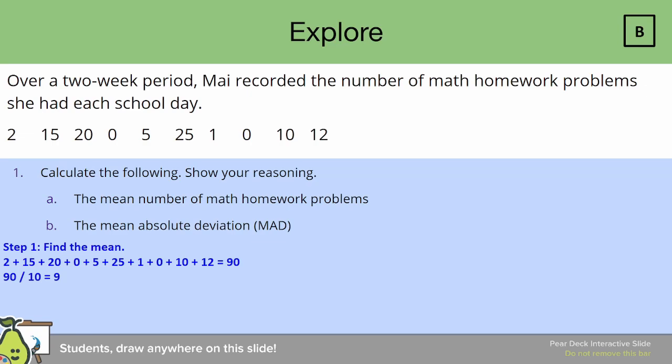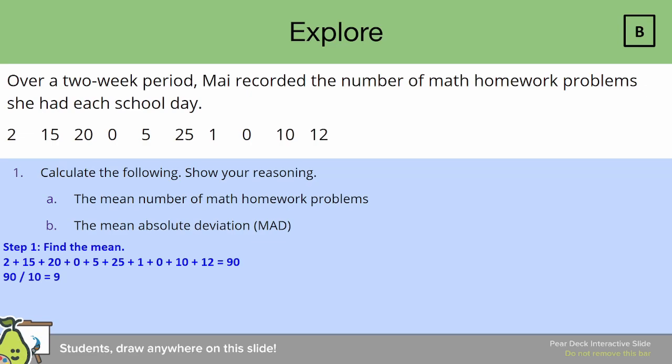Then we should count how many numbers we have. And we can see we have 1, 2, 3, 4, 5, 6, 7, 8, 9, 10. Since we have 10 numbers, we need to divide our sum, which was 90, by 10. And when you do that, you will get 9. So this means that the mean number of homework problems that she receives for homework is 9. Good job with that one.